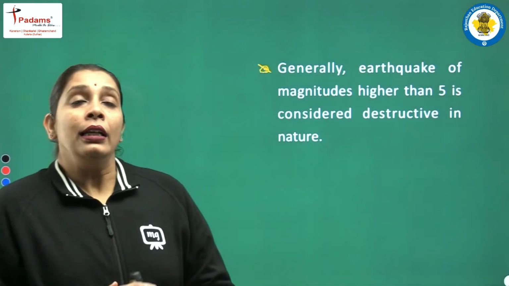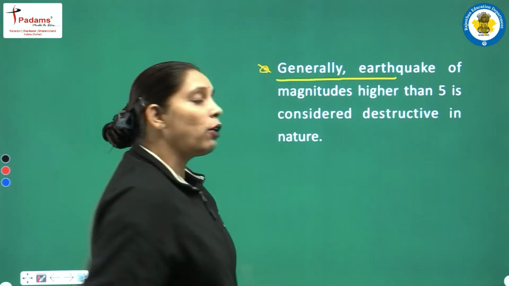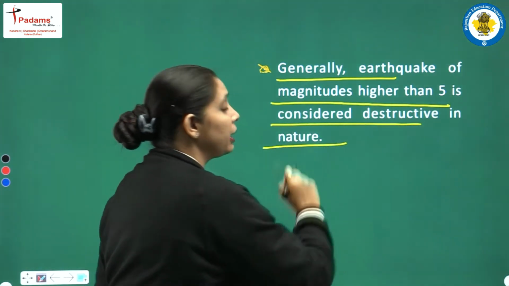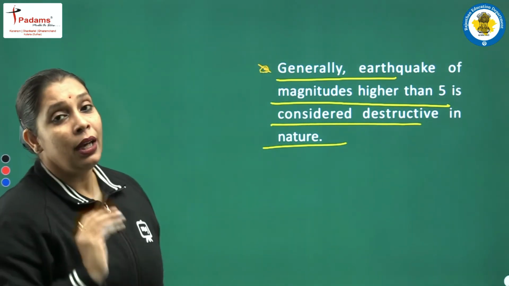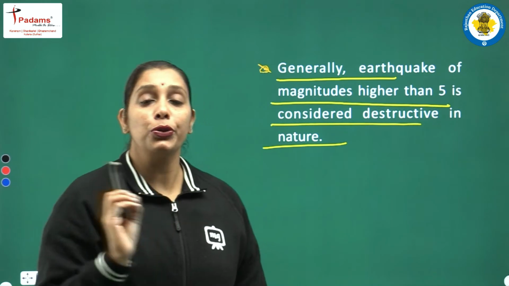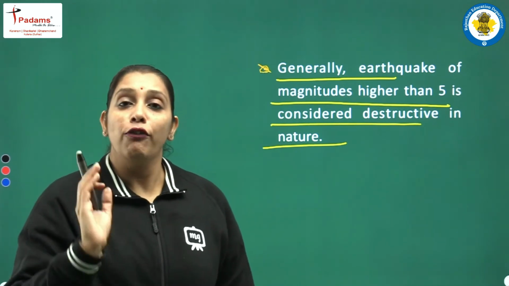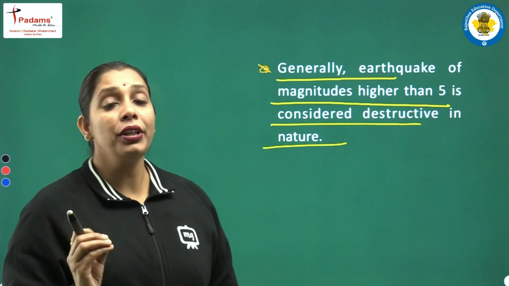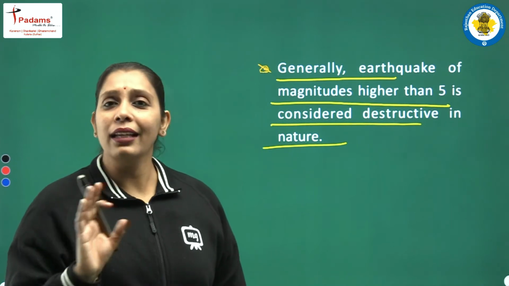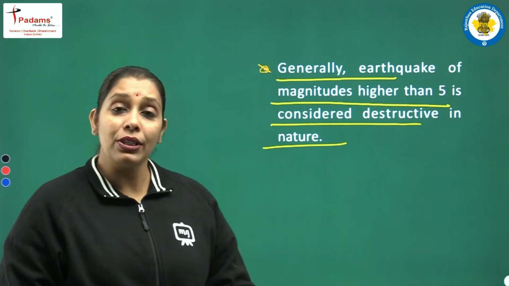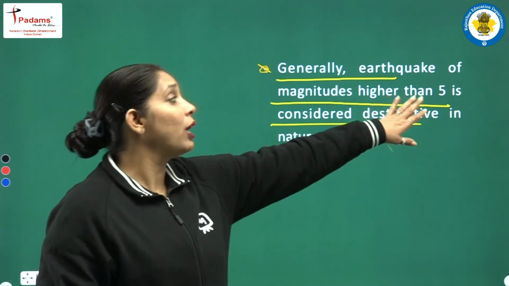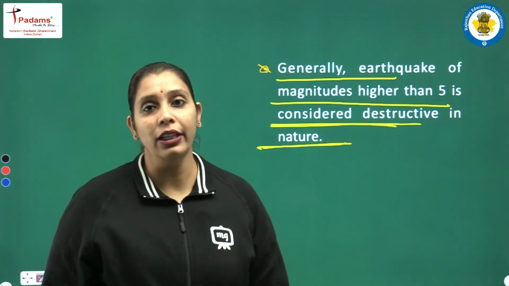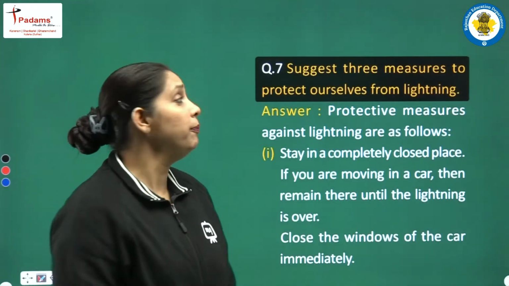Okay class, generally earthquakes of magnitude higher than 5 are considered destructive in nature. Did you understand? We know the reading on the Richter scale is 1 to 10. If the magnitude is less than 5, the question asks us about the 3 one. Okay, if 3 is the magnitude on the Richter scale, then it is not so destructive. Clear? But if the magnitude is higher than 5, then it is considered destructive in nature. Okay, move to the next question.